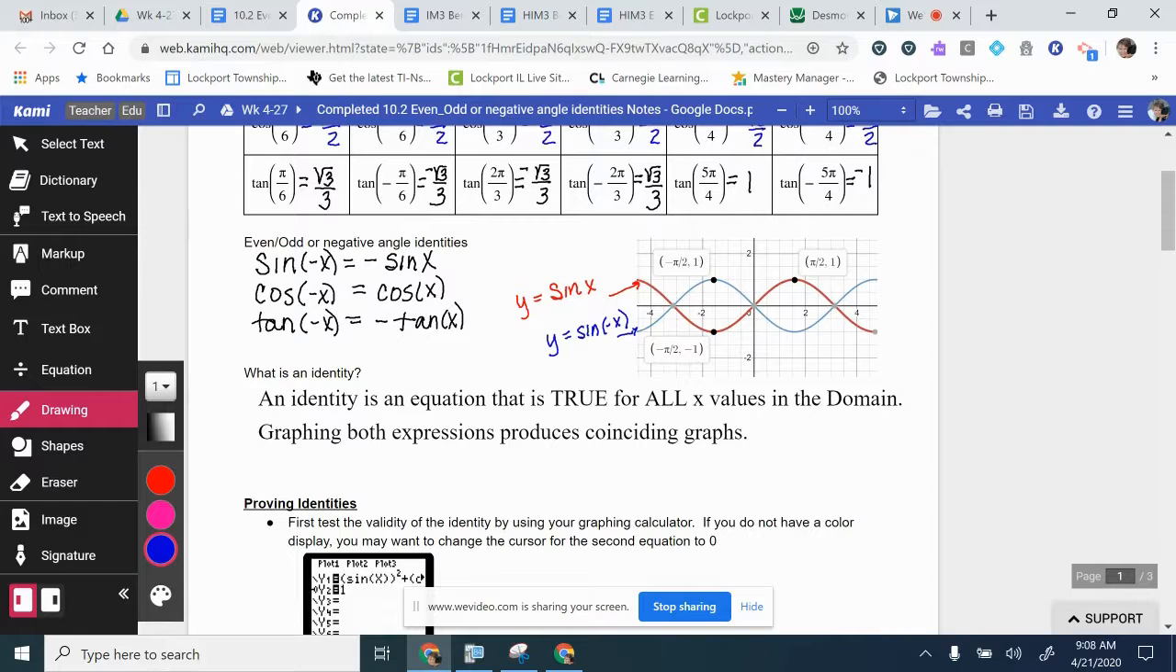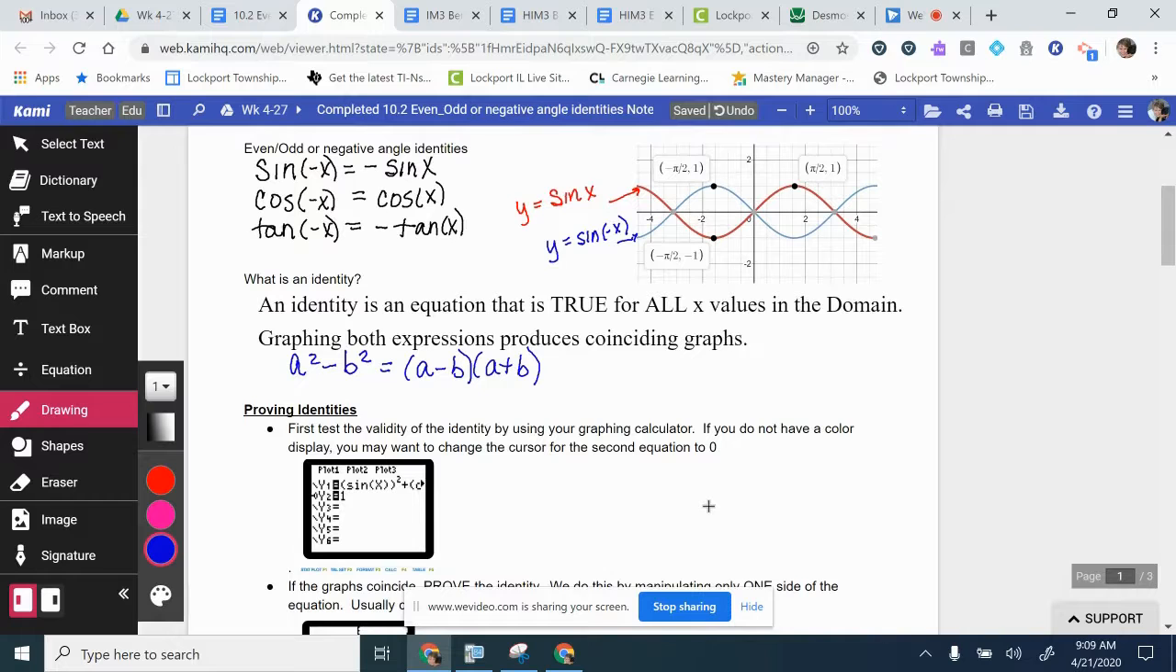A quick refresher, what is an identity? An identity is an equation that is true for all x values in the domain. Graphing both expressions produces coinciding graphs. So we have worked with identities previous to our periodic functions. One that I'm hoping comes to mind is a squared minus b squared is equivalent to a minus b times a plus b. This is an identity we've been working with for a long time, and it's true for all real numbers.